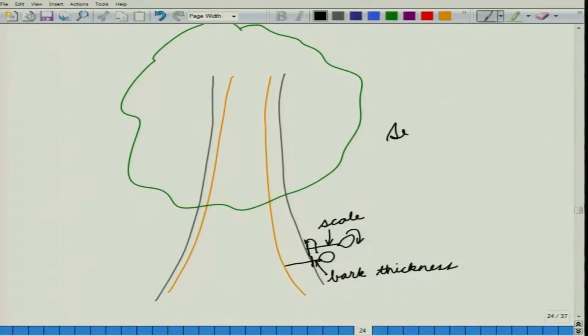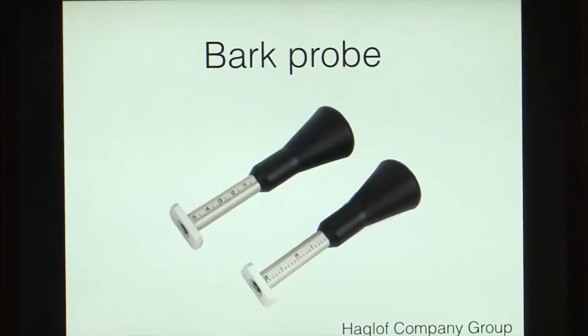So, this instrument is the Swedish bark gauge. This is how you measure the thickness of the bark. This instrument also has another variant called the bark probe. So, if we look at the slides now, this is a bark probe.